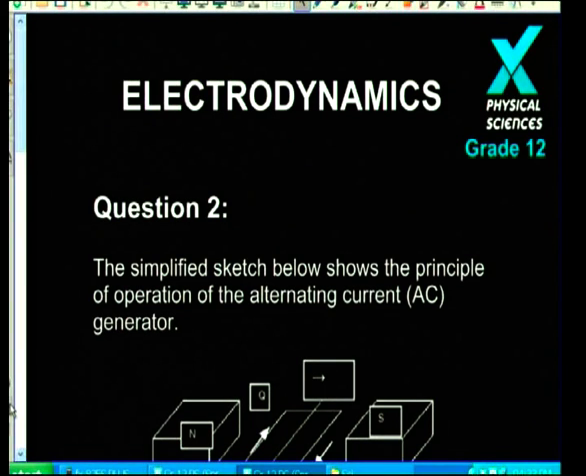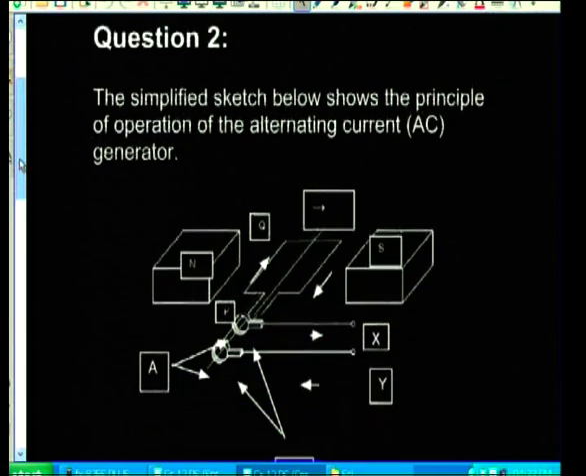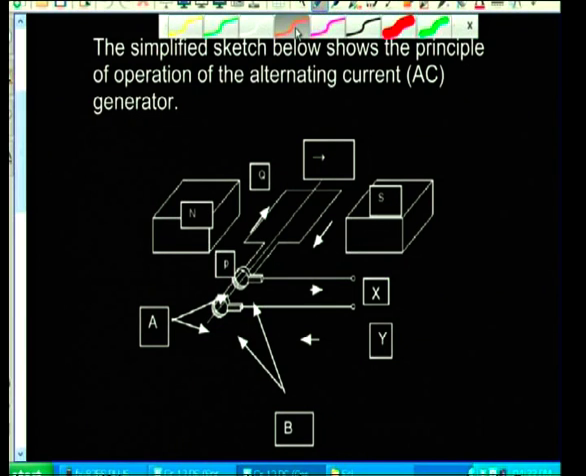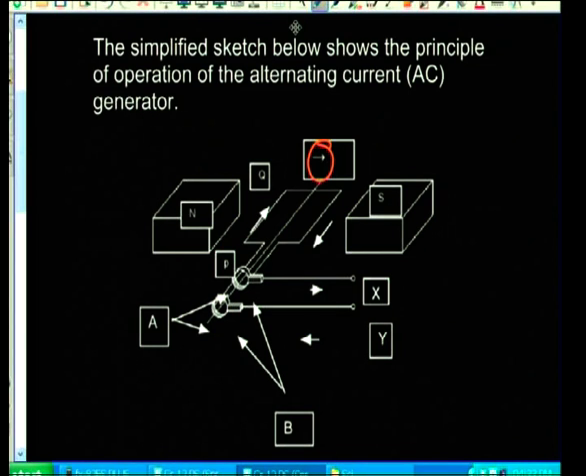The simplified sketch below shows the principle of operation of the alternating current generator. AC generator, there's a whole bunch of stuff here. The direction here is showing you the direction of the magnetic field. This is my north pole, this is my south pole, brilliant. And then there's a whole bunch of things that are labeled, okay? So before we even look at the question, grade 12s, this is really what you should do. Don't look at the question, look at this and go, okay, what do I know?